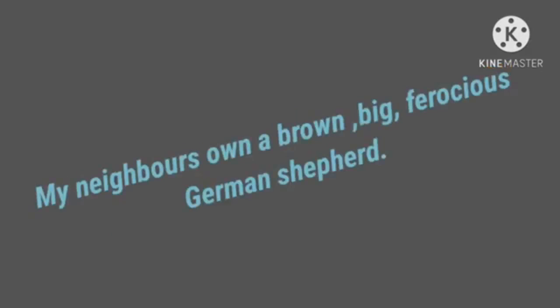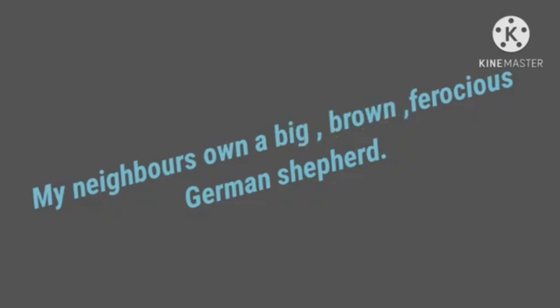Next, my neighbors own a brown, big, ferocious German Shepherd. Here, the describing words are brown, big, ferocious. So first we write the size and then the color. So, what is the answer? My neighbors own a big, brown, ferocious German Shepherd.